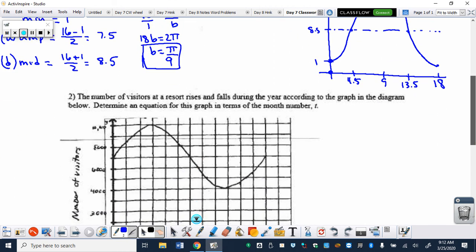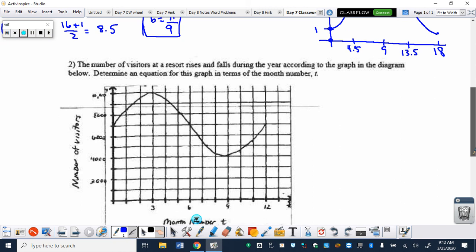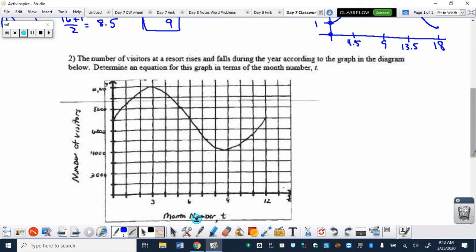All right, number 2. We can be given our information from a graph instead of an actual word problem. The number of visitors at a resort rises and falls during the year according to the graph in the diagram below. Determine an equation for this graph in terms of the month number t. Notice since it's starting at a midline, there's a midline here. We know that this is going to be a sine curve.